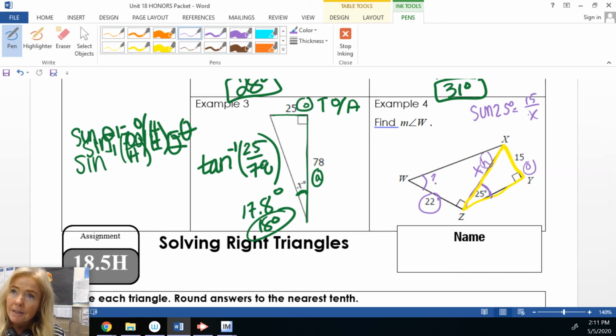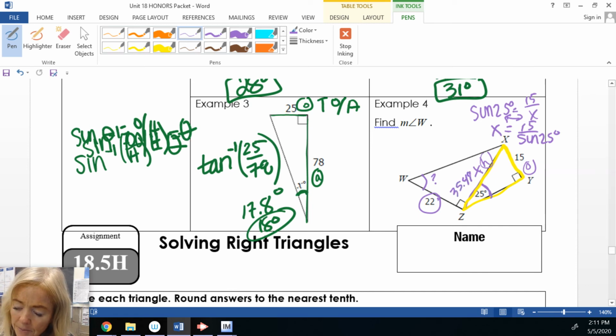All right, now X is in the denominator. So what do we do when X is in the denominator? Oh, we switcheroo. So we have X equals 15 over sine 25. All right, so 15 divided by sine 25 is 35.493. Now, I'm just going to use that in my calculator, but I'll write it down so you guys can see what you've got there. And then we're going to have to come up with a whole new deal.